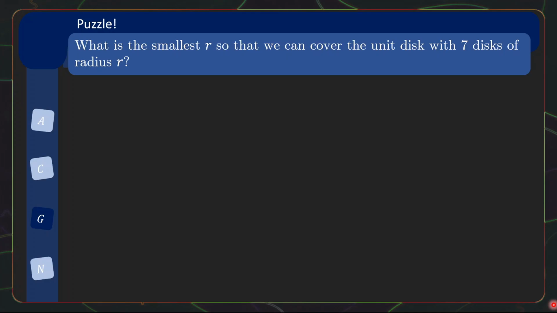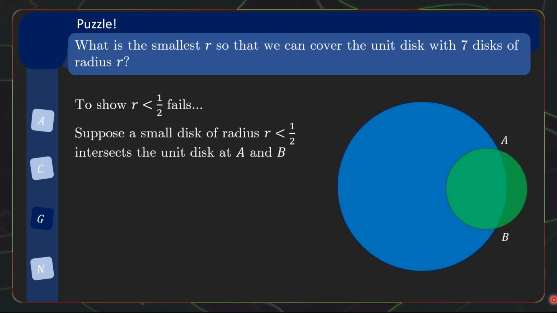I would like to show the more interesting part of the proof, which is to show that any value of r less than half fails. So to do this, what we are going to do is consider the unit disk as well as a small disk and ask ourselves the question, what is the maximum fraction of the whole circumference that can be covered by such a small disk? So let's say A and B are the points of intersection with the unit disk.